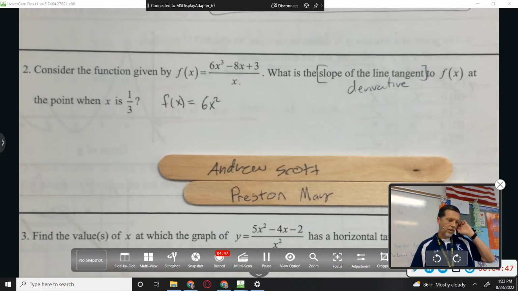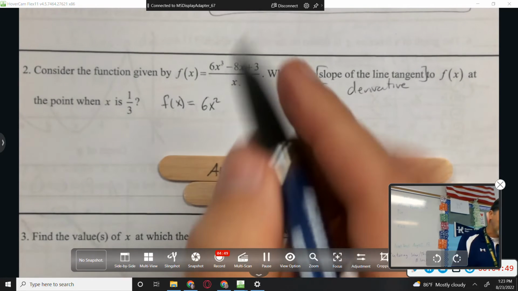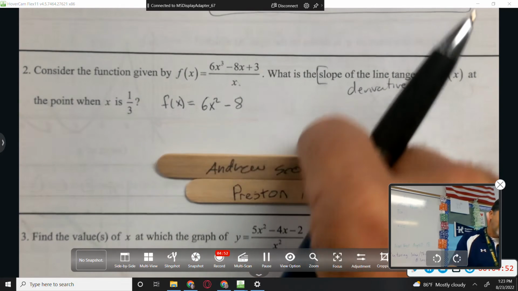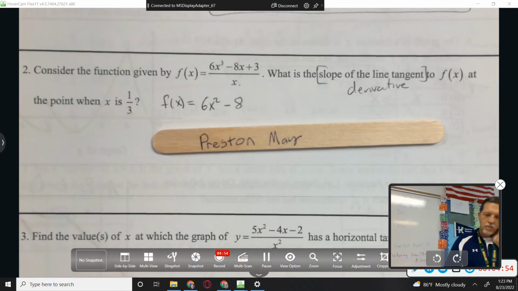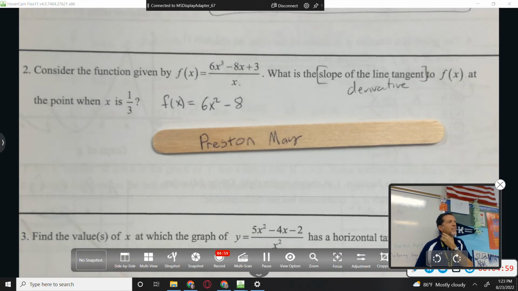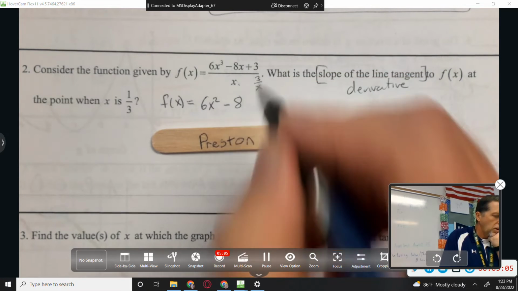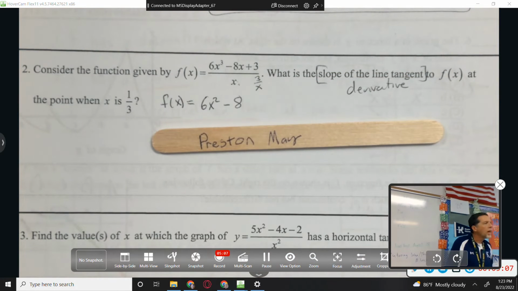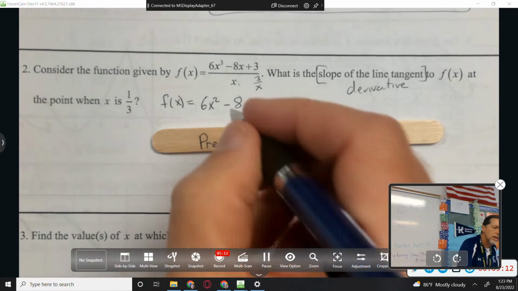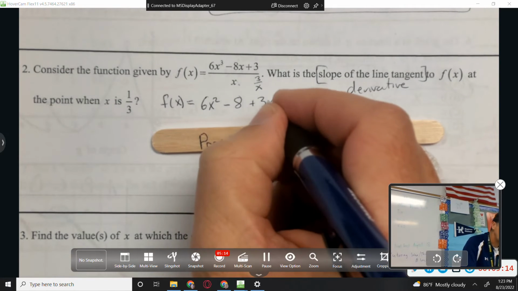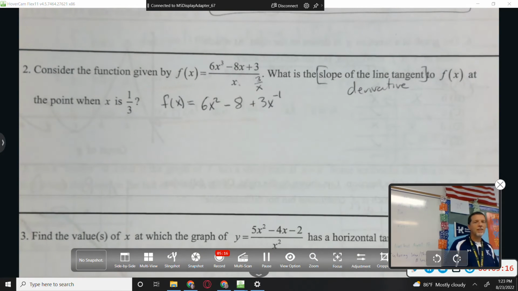Andrew, I think you got the easy one here. What's 8x over x? 8. Preston, you got kind of the hard one here. What's 3 over x? 0. Not 0. 3 over x. How could I write 3 over x as x with an exponent? Negative 1. Yes, 3x to the negative 1. Algebra first.